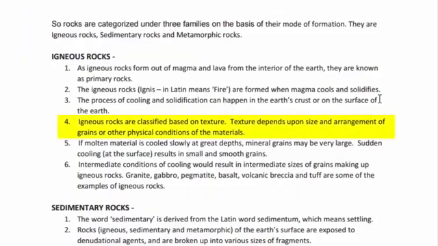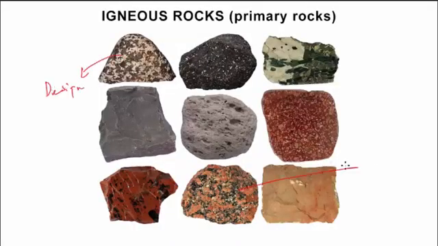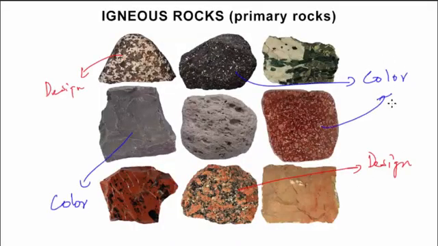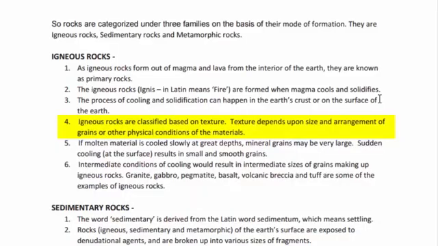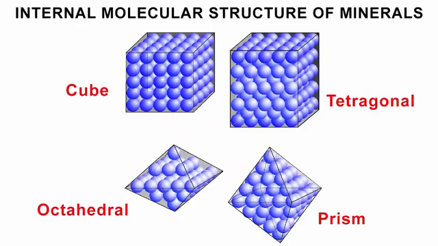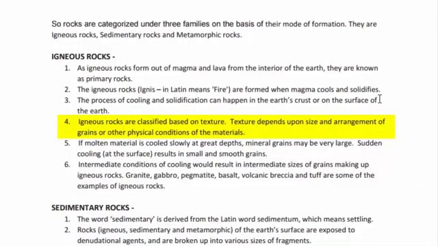Igneous rocks are classified based on texture. When we say texture, we mean something like this. Look at the color as well as design pattern. And this texture depends upon size and arrangement of grains or other physical conditions of the materials. If you remember, while reading about physical properties of minerals, we read that the external shape depends upon the molecular arrangement of crystals within. So rocks are these tiny soil debris packed together, and depending upon these debris, the color of the grains, the overall external look will be dependent on it.